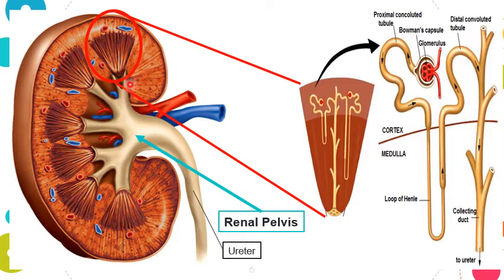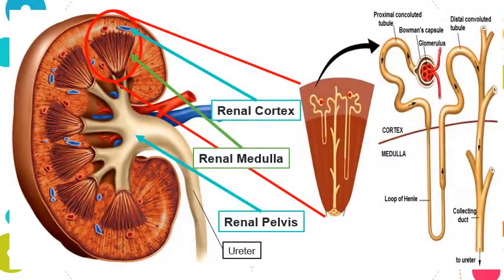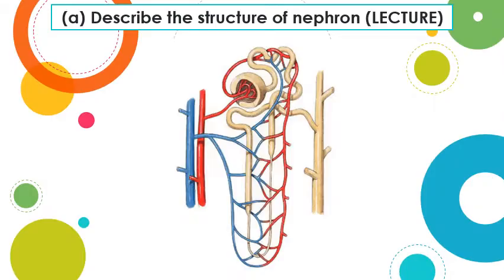Lastly, we have the renal pelvis, which is the large space for urine collection. After filtration, urine will be sent to the renal pelvis before it is sent to the urethra to be taken out from the body. And those are the three regions of the kidney.